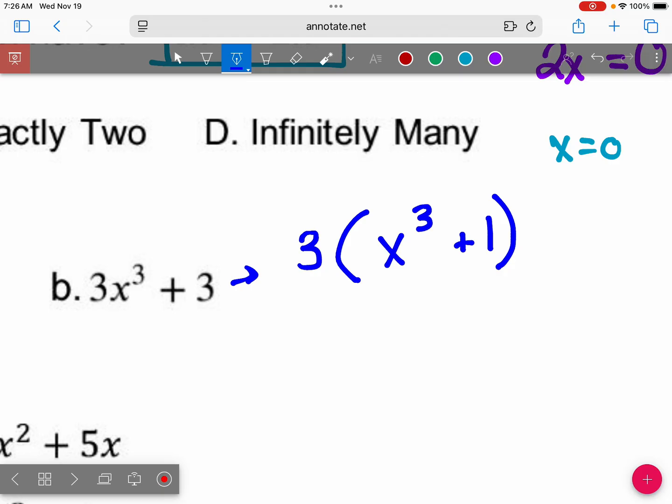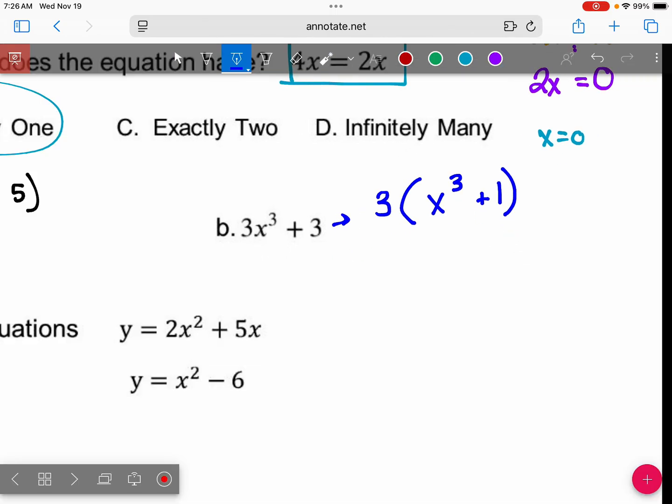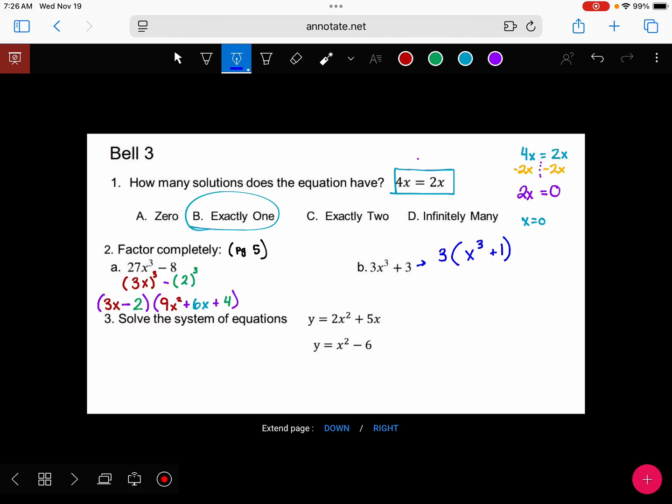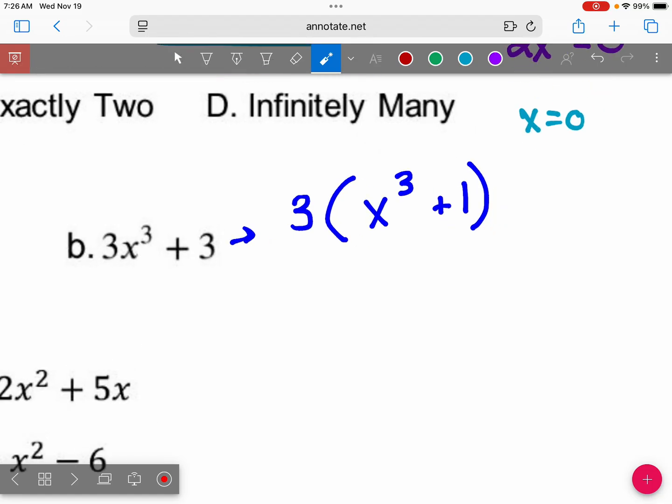Now I've got a perfect cube and a perfect cube. 1's a perfect cube. So we can again use our pattern. This one's going to be the plus option because this one has a plus. Oh, snap. So the 3 just hangs out in front. He's not a part of it. I mean, he's a part of the answer, but he's not a part of the factored.